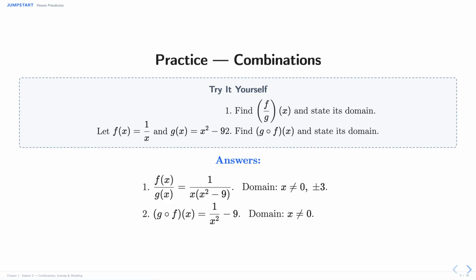Try these practice problems. First, let f of x equal 1 over x and g of x equal x squared minus 9. Find the quotient of f over g and state its domain. Next, find the composition g of f and state its domain as well. Remember to identify any values that make the denominator 0.